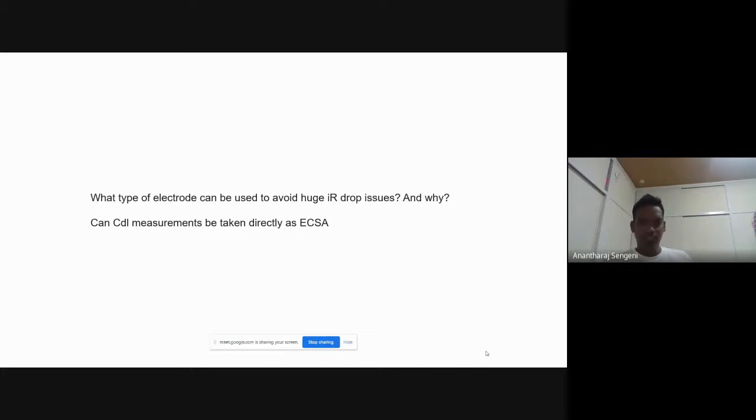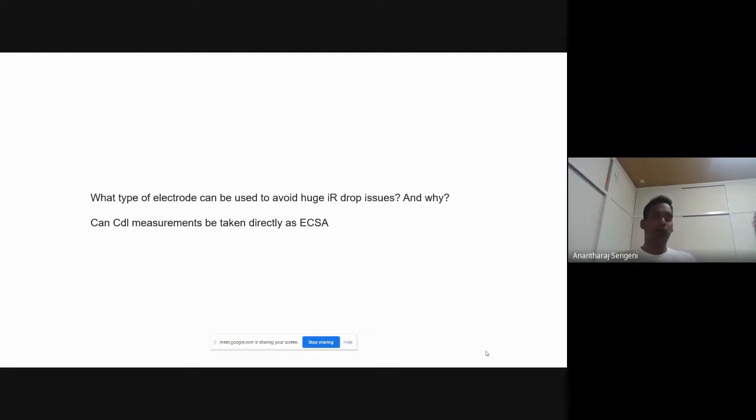And can CV measurements be taken directly as ECSA? Yes, ECSA, I assume that you have asked electrochemical surface area. If you are talking about electrochemical surface area, yes, you can take CV measurement after normalizing Cdl with its specific capacitance. But you should be reminded of the fact that the Cs value, I mean the specific capacitance which you are going to use to normalize this double layer capacitance, should be the one which you determined yourself for your material. So in that case, you can take it directly as an ECSA.